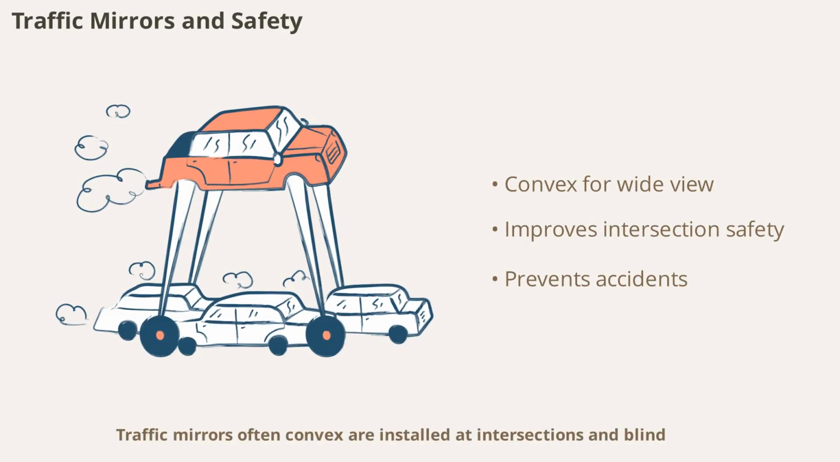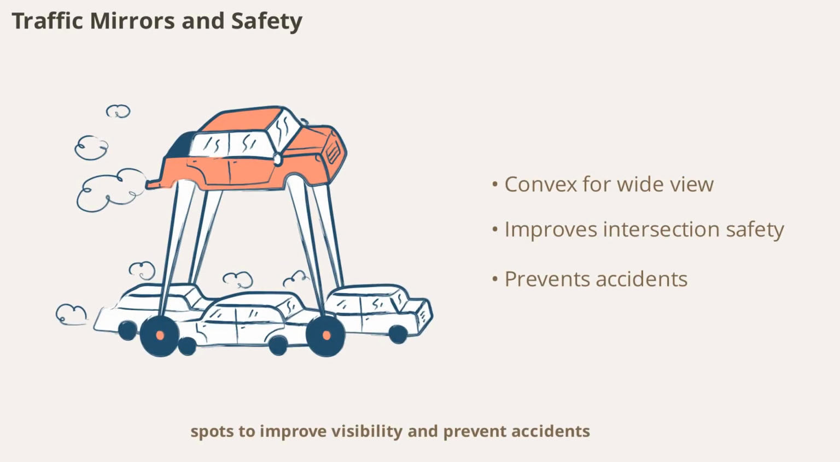Traffic mirrors, often convex, are installed at intersections and blind spots to improve visibility and prevent accidents. By providing a wide-angle view, these mirrors help drivers and pedestrians see oncoming traffic, enhancing road safety. Their use demonstrates the practical benefits of optical principles in public safety.